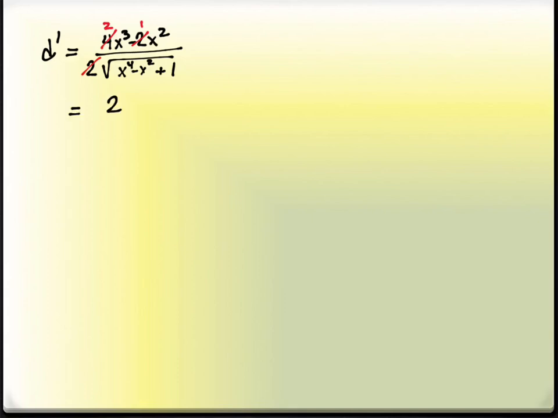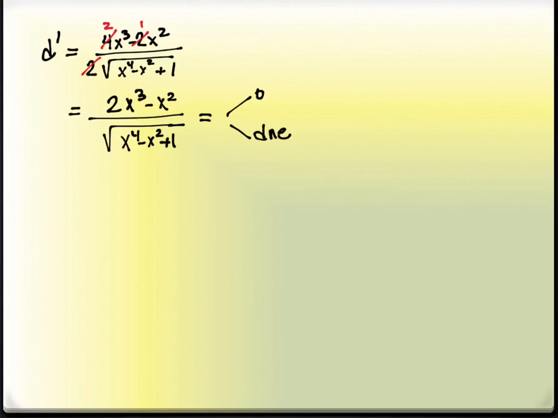So now I have 2x cubed minus x squared over the square root of x to the 4th minus x squared plus 1. And I want this to either equal 0 or not exist. How do I get a fraction to equal 0? The numerator is 0, right? So getting the fraction equal 0 means having the numerator, that's the 2x cubed minus x squared, equal to 0. And then the denominator equaling 0 would be where it does not exist.